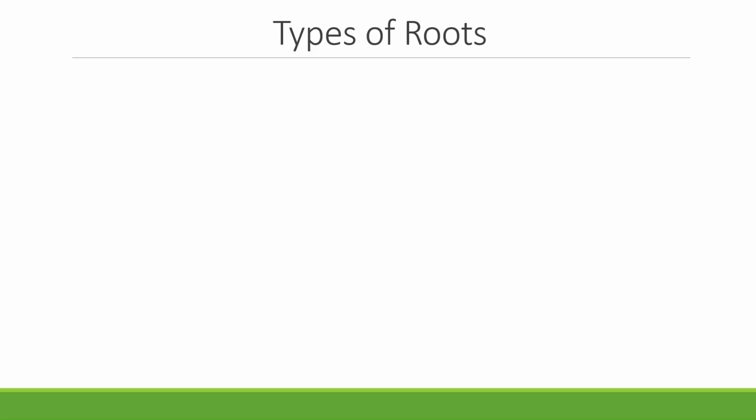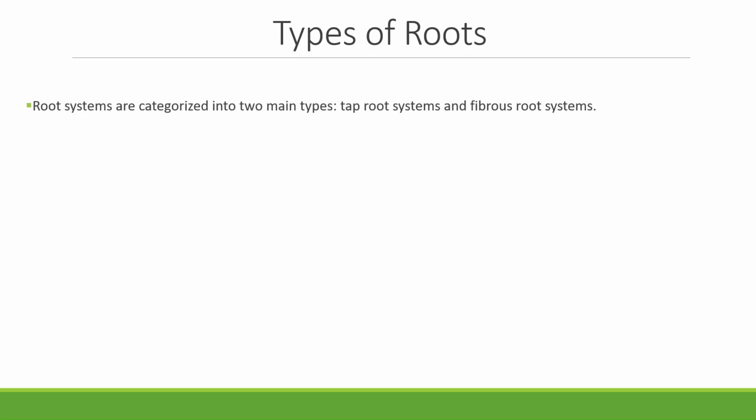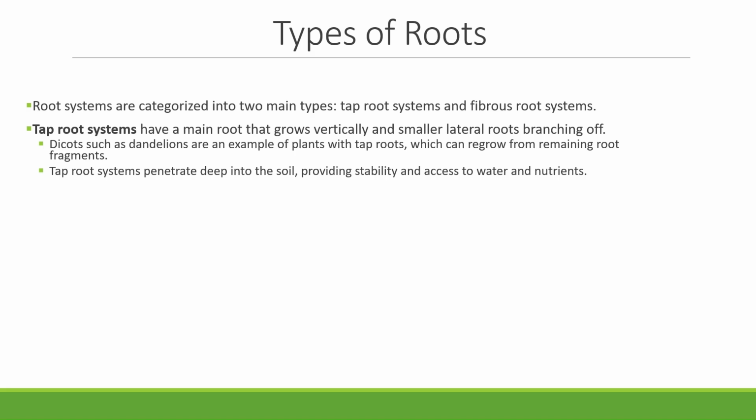Roots are organized into two main systems that differ in structure and function. A taproot features one main root that grows straight down with smaller lateral roots branching from it. We saw this was common in dicots, like the dandelion, which has a taproot that can regenerate an entire plant from a small remaining piece.